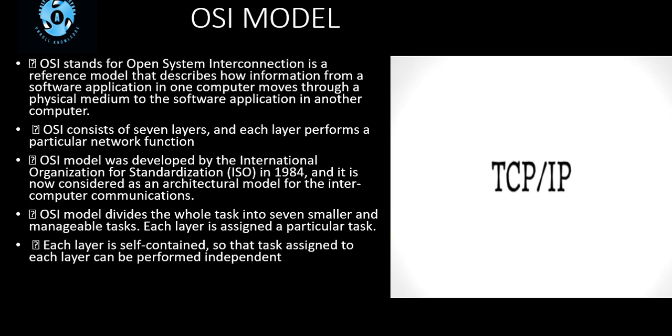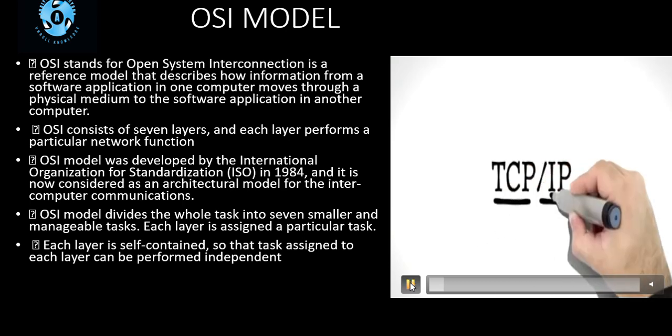So when was the OSI model developed? It was developed in the year 1984, and it is now considered an architectural model for all sorts of interconnections in the computer. As I said, it is divided into 7 smaller manageable tasks so that we can manage the tasks easily. Each layer has some assigned tasks. We'll understand this like this.